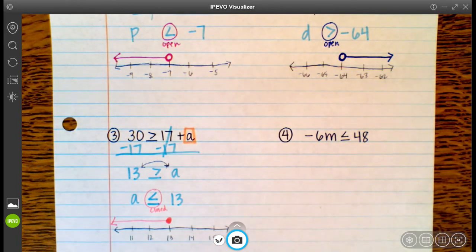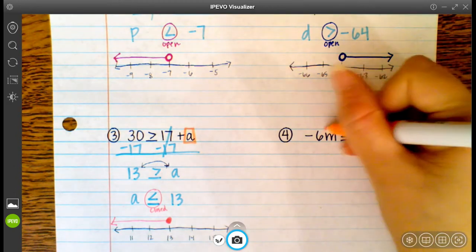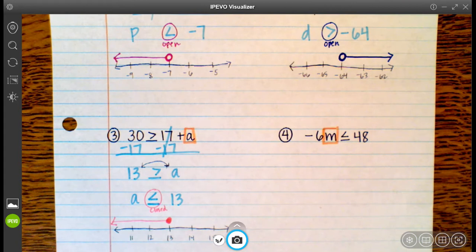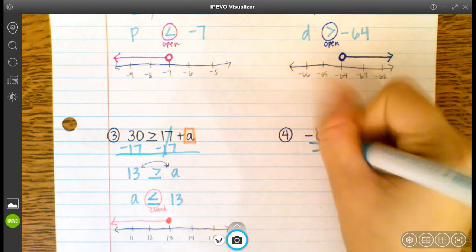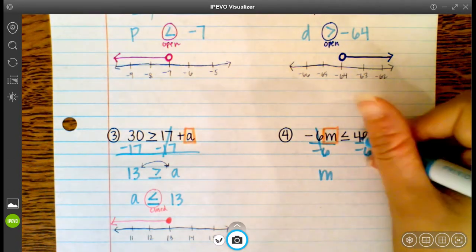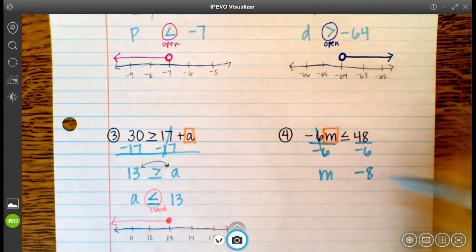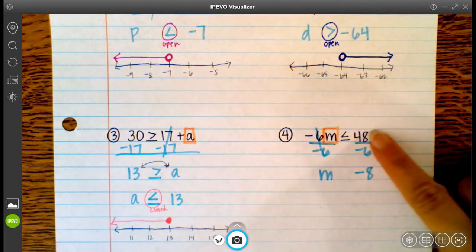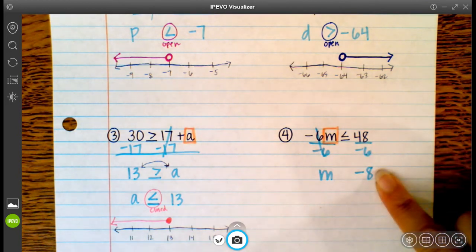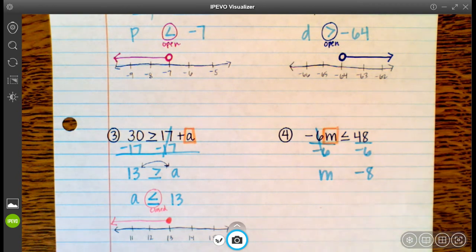All right, now last but not least, let's look at number 4. To get m by itself, it is sitting side by side with negative 6. So that means we have to divide each side by negative 6. Now 48 divided by negative 6 is negative 8. But when you divide by a negative on either side of our inequality, it ends up taking me from a positive number to a negative number, completely different ways of moving on my number line.